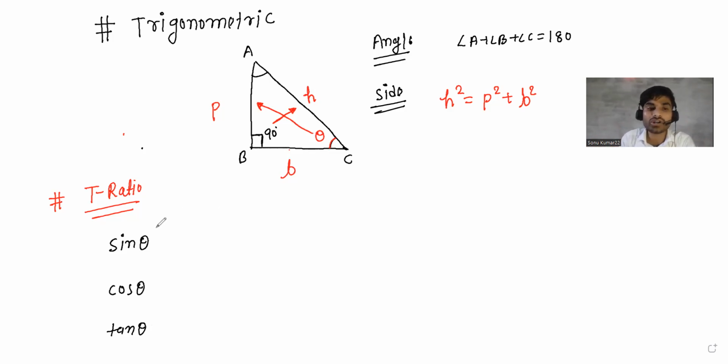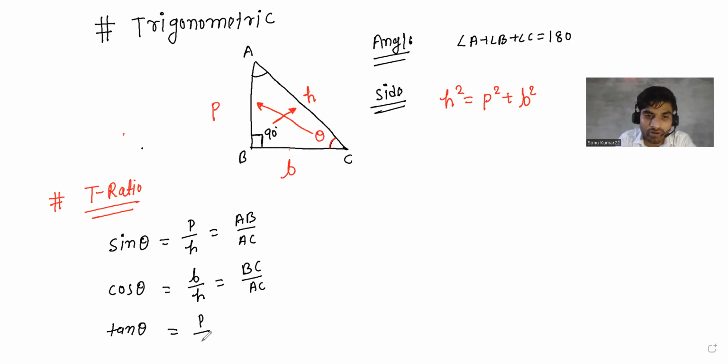We'll discuss. So first of all, sine theta is written as perpendicular upon hypotenuse. Here perpendicular is AB and hypotenuse is AC. Cos theta is equal to base upon hypotenuse, and here base is BC and hypotenuse is AC. And tan theta is nothing but the ratio of sin theta upon cos theta. So we can say perpendicular upon base. Here perpendicular is AB and base is BC.